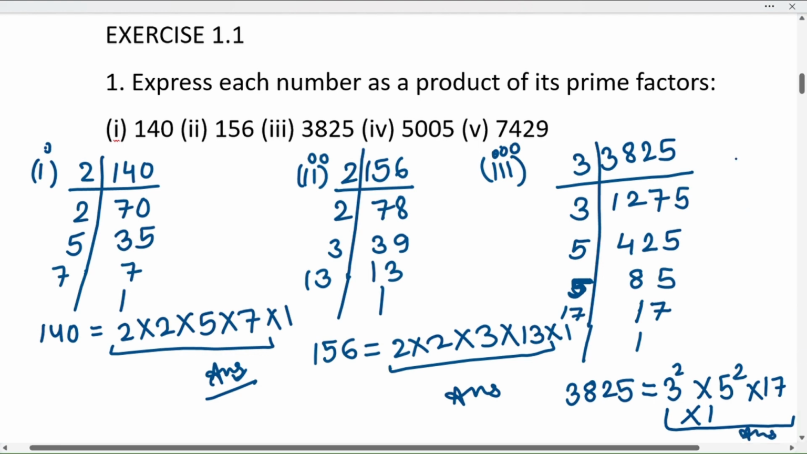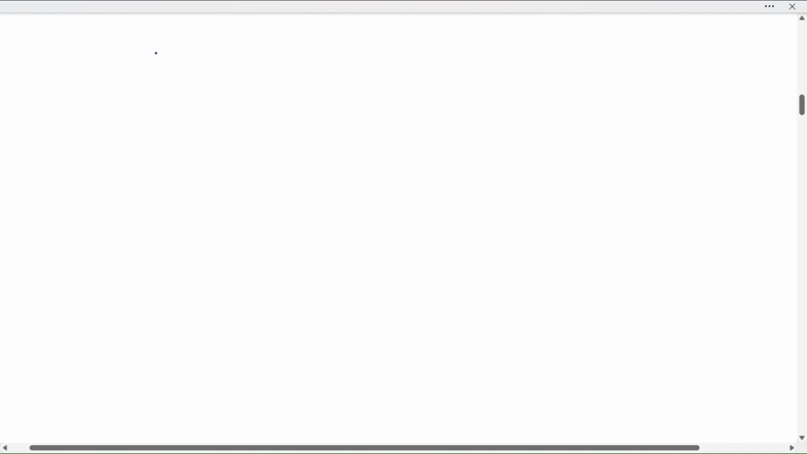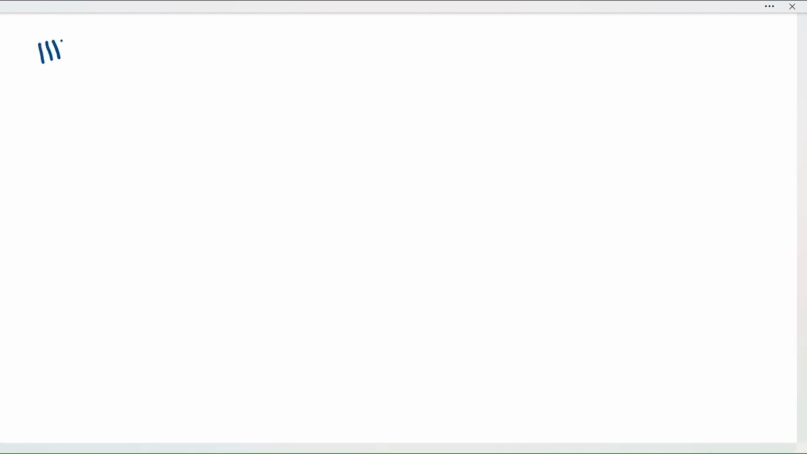Moving to the next two parts, it's 5005 and 7429. Part 3, no, it's fourth part, right? 5005. It's obvious that it is not divisible by 2 as well as 3, but with 5 it's 1001 times. Then not divisible by 5, 2 or 3, it is 7.